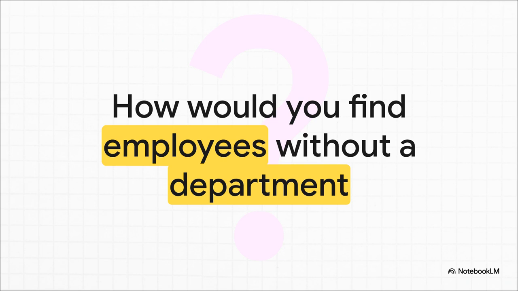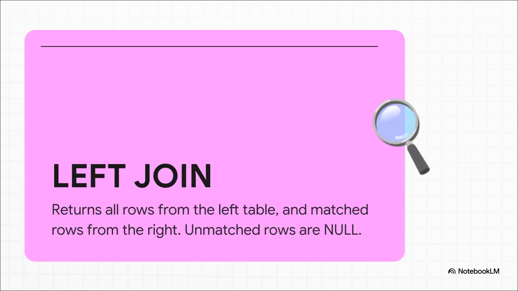It's a super common business problem. You've got an employee table, you've got a department table, but there's a data quality issue. Some employees aren't assigned to any department. How do you pull a list of just those unassigned employees? The perfect tool for this is the left join.